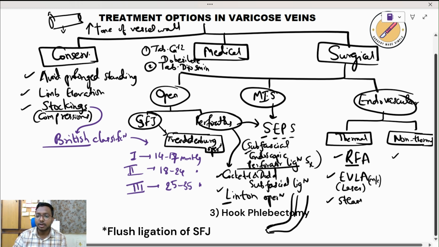Then coming to non-thermal, sclerotherapy. Then second one is glue, that is nothing but cyanoacrylate. And there is something called MOCA, that is nothing but mechanochemical ablation. Last one is high intensity focused ultrasound, HIFU. Rarely done.